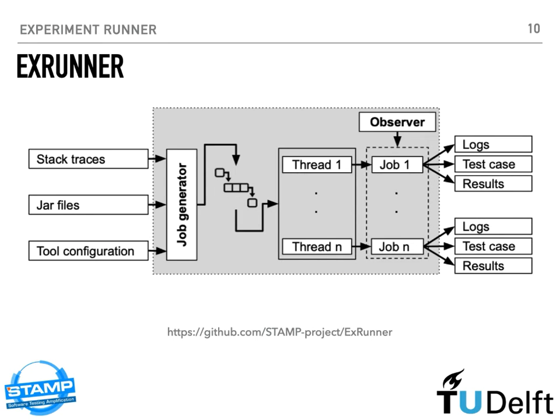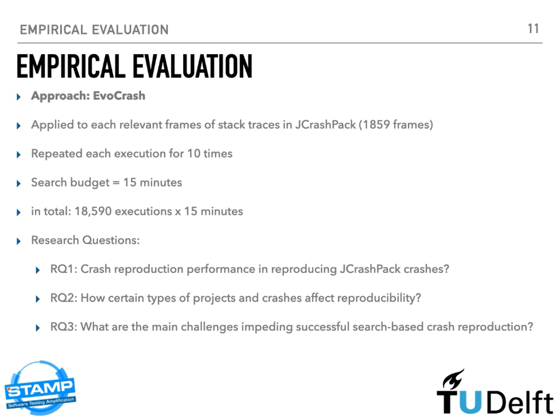We also implemented an experiment runner for applying crash reproduction approaches on JCrashPack. This infrastructure helps researchers to run crash reproduction tools in parallel threads. The outputs of each execution are execution logs of the approach, the crash reproducing test case, and a CSV file representing the performance of the search process. Since other approaches are not openly available, we only used EvoCrash for our empirical evaluation.